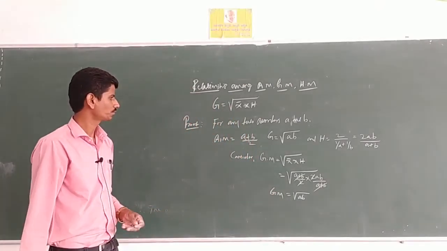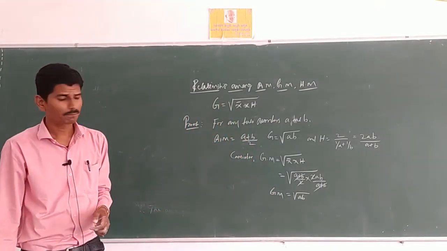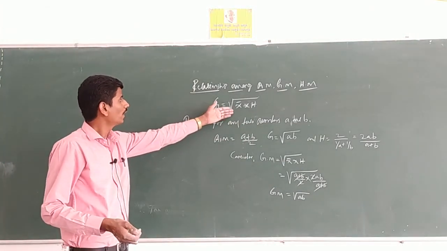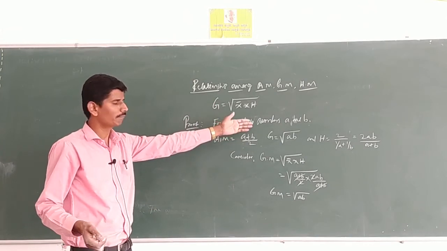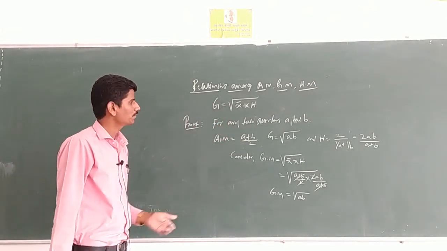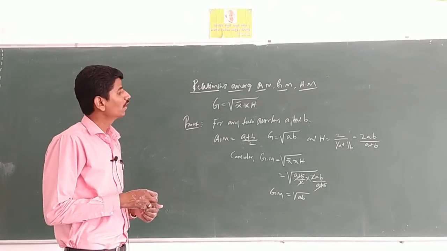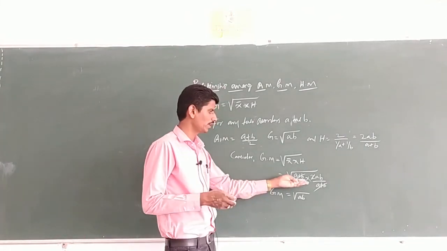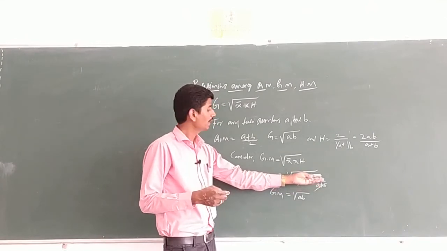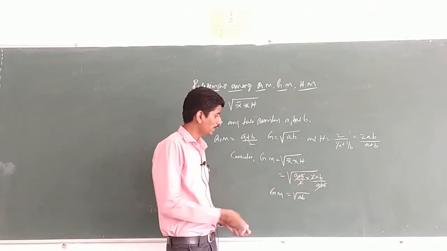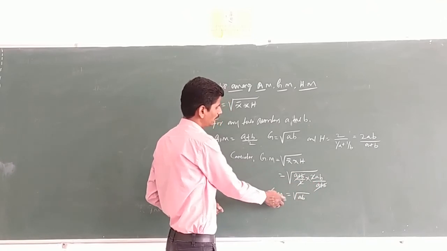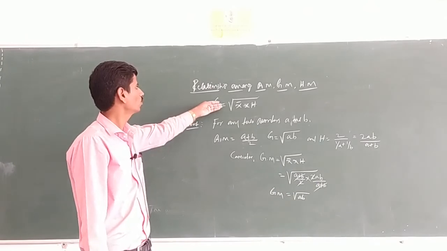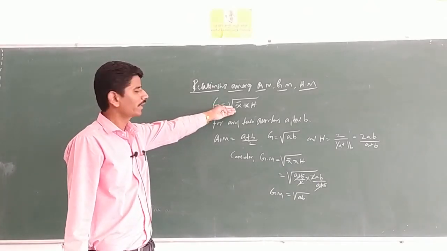It is the proof. See here the relationship among arithmetic mean, geometric mean and harmonic mean, that is G equal to under root of X bar into H. Take two numbers, A and B. AM is A plus B by 2, GM is under root of AB, H is 2AB by A plus B. Consider GM equal to under root of X bar into H. Substitute the values, A plus B by 2 into 2AB by A plus B. The 2 cancels, A plus B cancels, then you will get GM equal to under root of AB, that is G equal to under root of X bar into H.